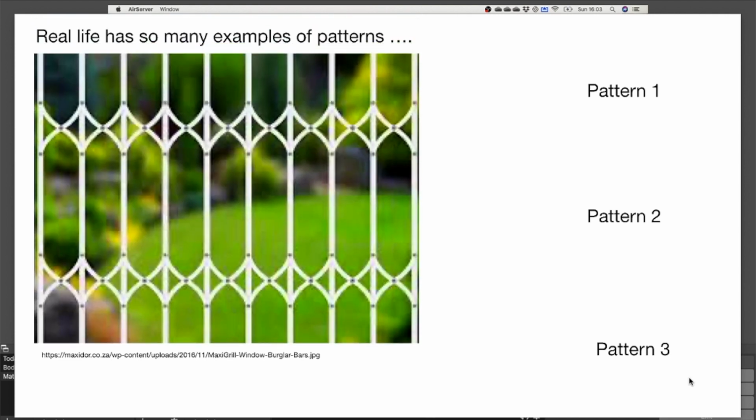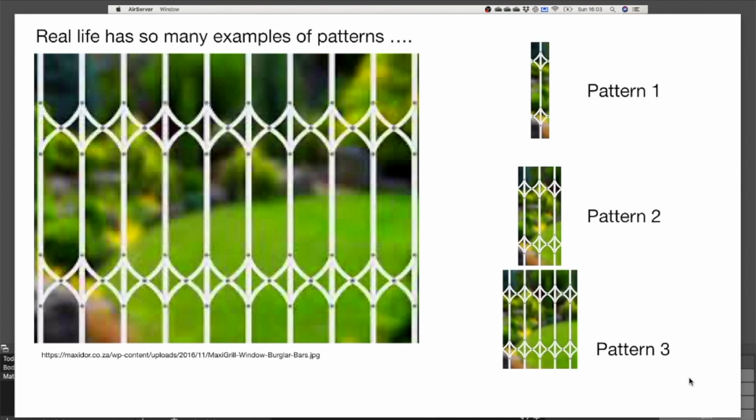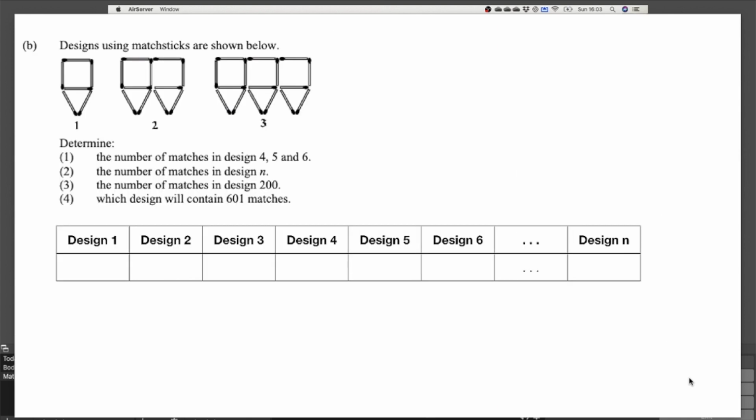You know about that. We could have that as pattern 1, and then have that as maybe our pattern 2, and then pattern 3. Already we have a number pattern because we can ask questions that are related to these problems. I want us to look at a few examples, maybe just one, where we can apply number patterns in real life.